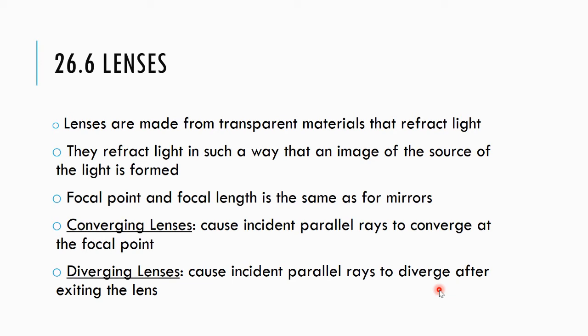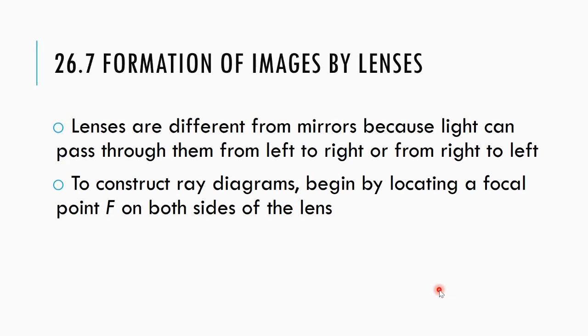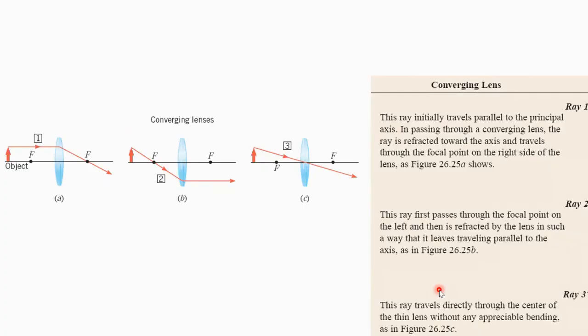So focal point and focal length is the same idea as we used for mirrors. And instead of concave and convex, we have converging lenses and diverging lenses. Converging lenses cause incident parallel rays to converge at a focal point, and diverging lenses cause incident parallel rays to diverge after exiting the lens, which you will see in a second. Lenses are different from mirrors because light can pass through them from left to right or from right to left. So you could have your object on either side of the lens. And to construct ray diagrams, which we did with mirrors, we need to begin by locating a focal point on both sides of the lens.